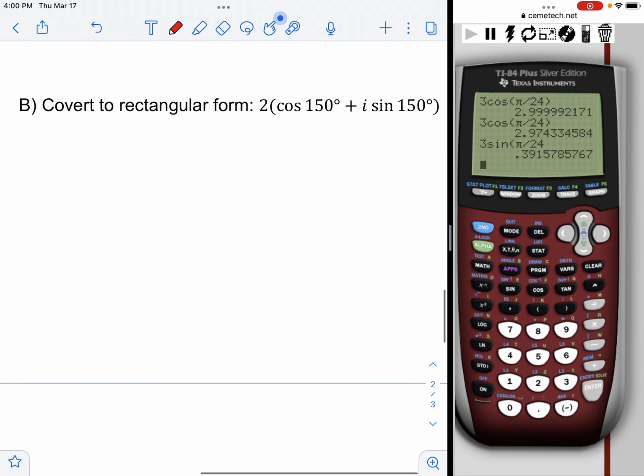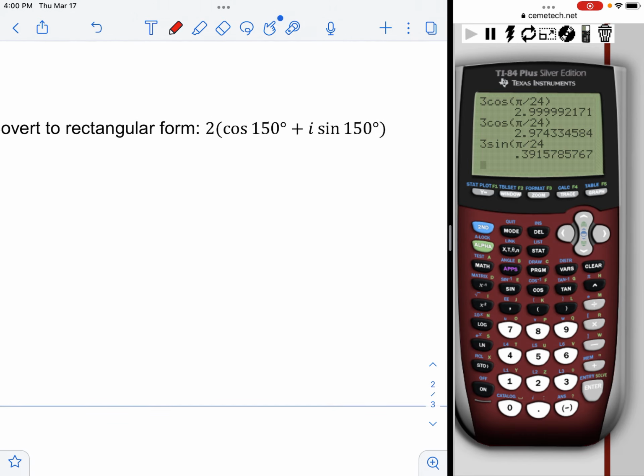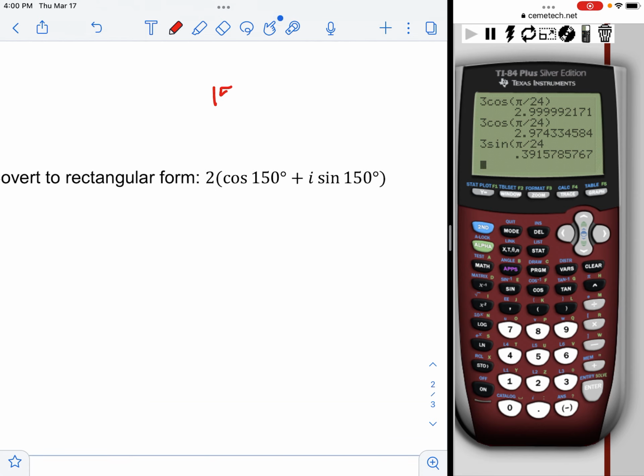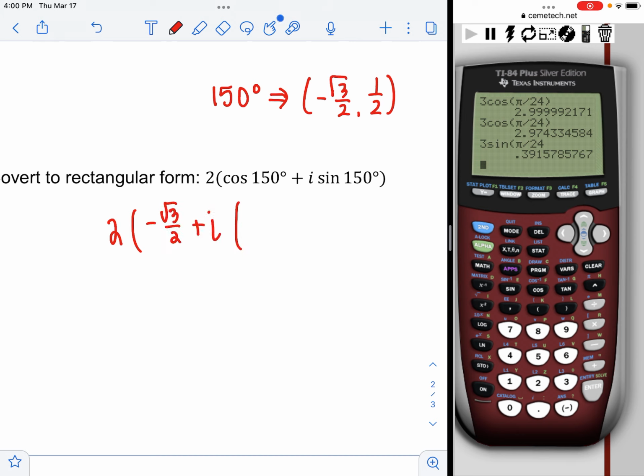All right, last but not least, convert to rectangular form. This is in degrees this time, but I don't need a calculator because it's 150 degrees. I know the ordered pair for 150 degrees. It's a 30-degree reference angle, so that's root 3 over 2, 1/2. And then 150 is in the second quadrant, so it's left and up. So now I can do 2 times, replace cosine of 150 with negative root 3 over 2, plus I times replace sine of 150 with 1/2. Distribute your 2.